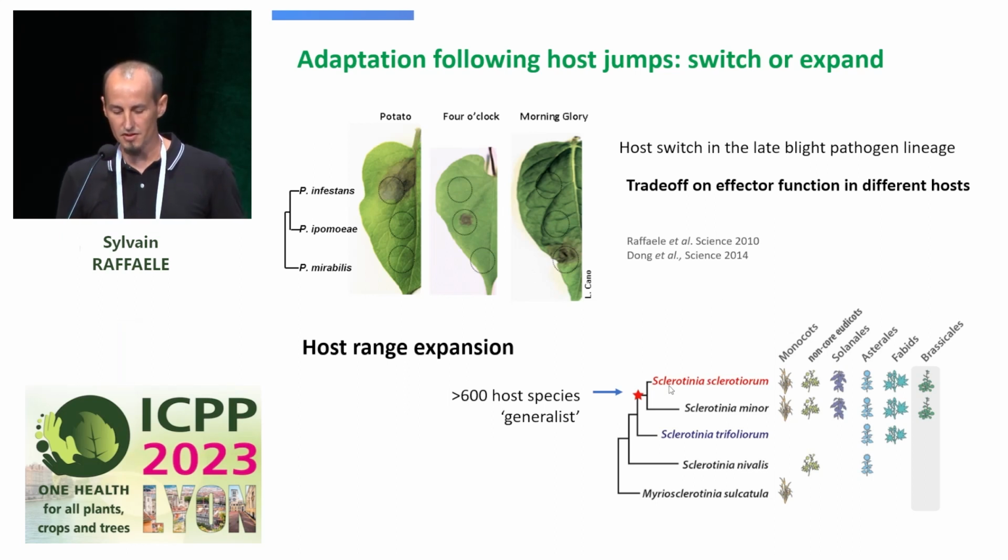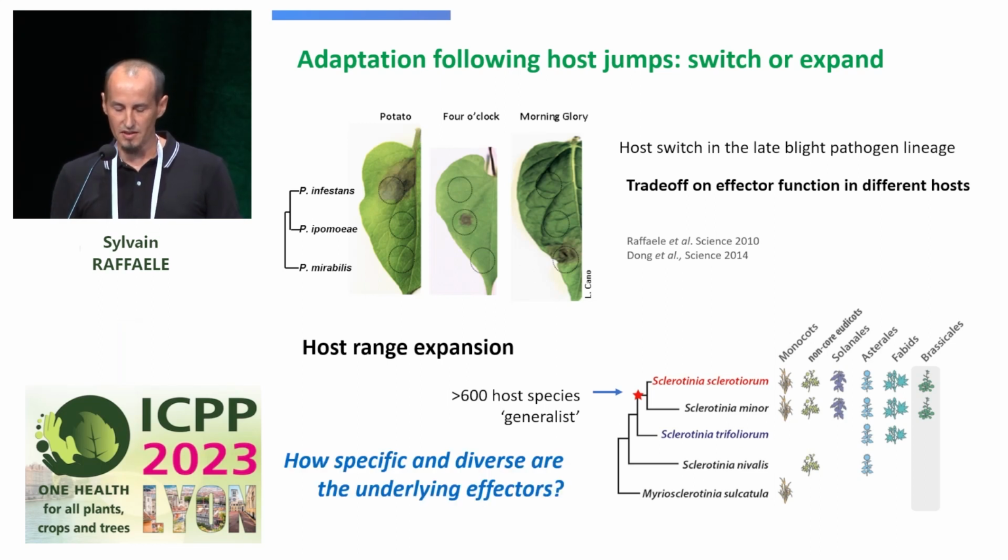This is the case, for instance, in the white mold lineage here, the fungus Sclerotinia, with some species being able to infect only a few botanical families, whereas devastating pathogens are able to infect a much more diverse range of hosts. So we can imagine that the constraints on these different effectors are quite different, and I thought it would be very interesting to figure out how specific and diverse the effectors can be in this type of lineage.